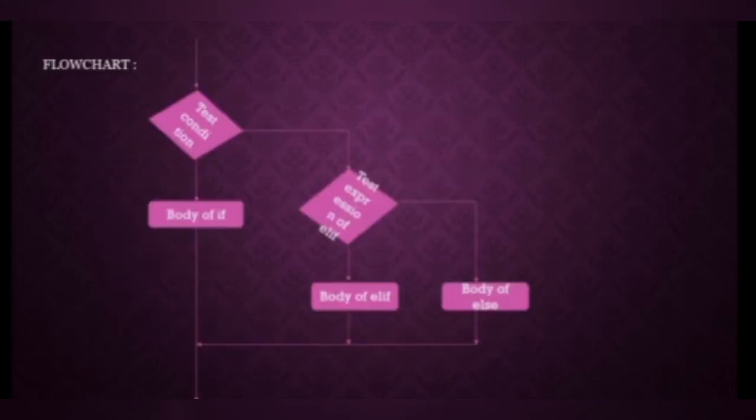Next, here is a flowchart for chained conditional execution. First the condition is checked. If the condition is true, the body of if is executed. Otherwise, the condition is false, the elif statement is checked, and if true the body of elif is executed, then the program will go to the end. Or again, if the condition is false, the body of else is executed.